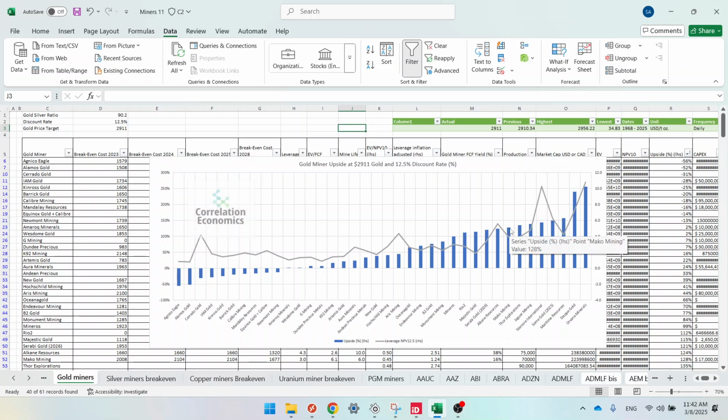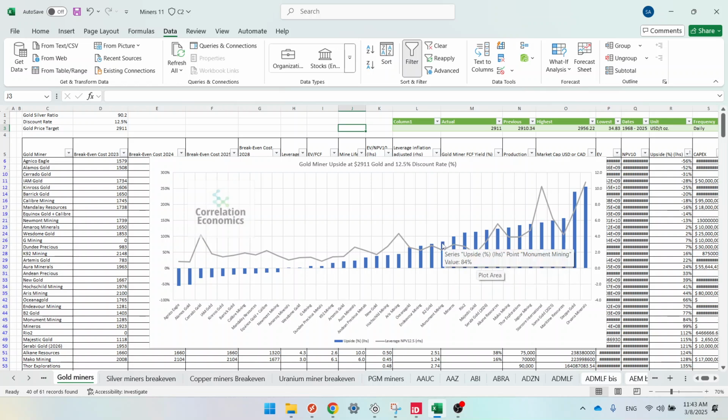Mako Mining, for example, also high upside but less leverage. This one, Maritime Resources, less leverage. It can change, of course. If they increase mine life, double the mine life, then probably this is going to have more leverage, but that depends on the fundamentals. Then we have, for example, Majestic Gold. You can see here there is upside, but less leverage. So I wouldn't choose this one because there's less leverage. If you're in the gold bull market, go for the ones with the highest leverage and the highest upside.